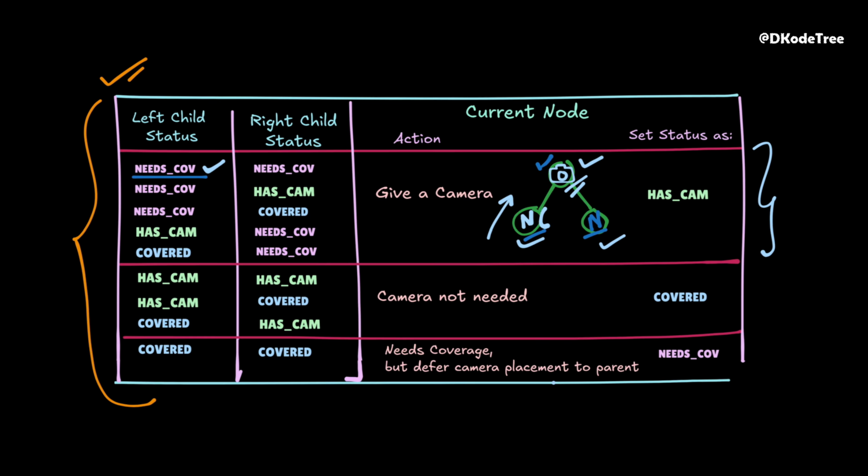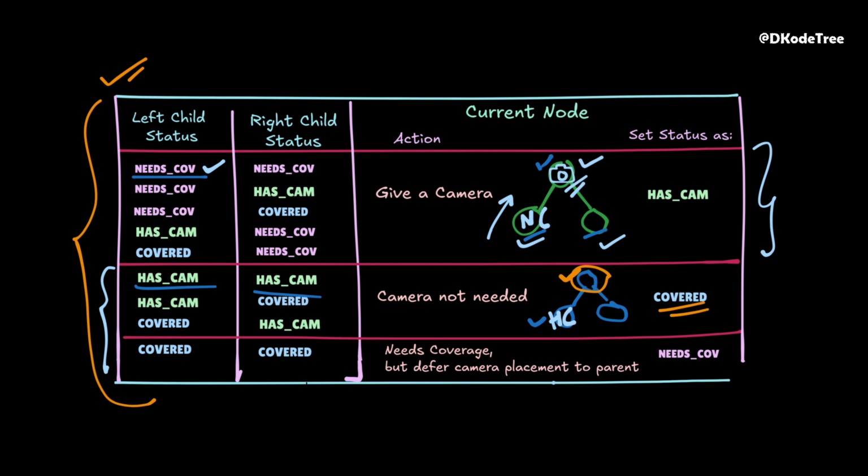Now in the remaining combinations, the word remaining is important here. If in the remaining combinations, we see that any of the left child or right child has a camera. So say this is the case where at least one of them has a camera. So obviously if this child has a camera, it will be covering its parent as well, right? That means our current node is already covered and we don't need to put any camera here because it is covered with the help of the camera from its child.